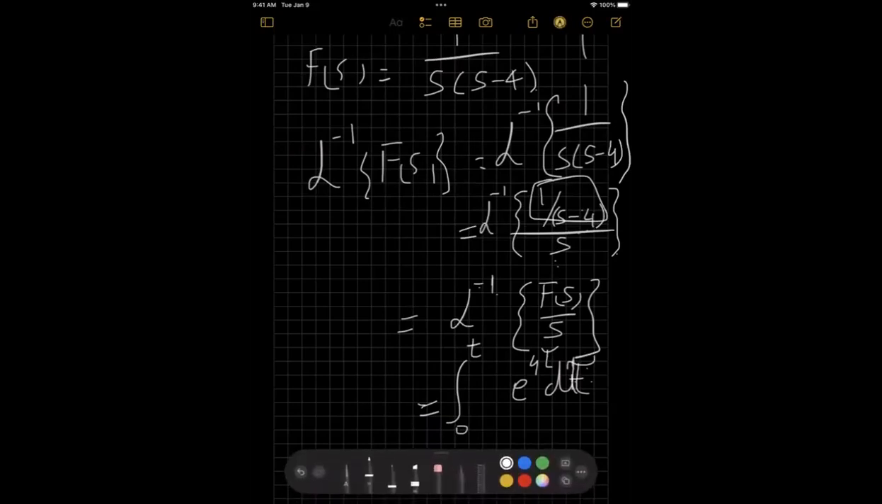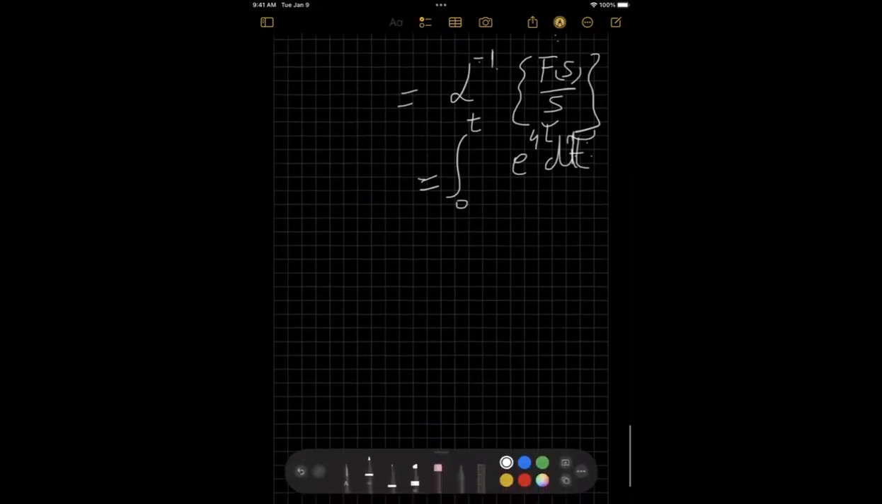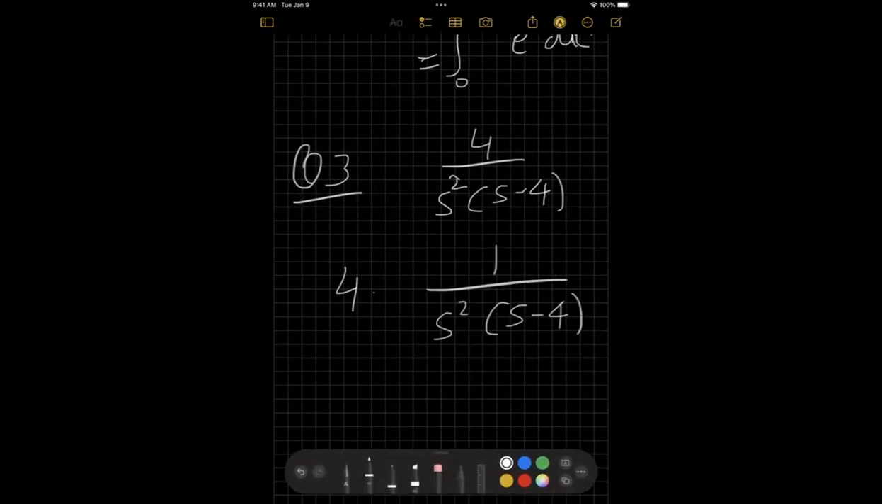Okay, so let's try it again. Fine. Question 3. We have 4 over s square into s minus 4. We will solve this question first. You have no problem with that. 4 is constant, it is out. 1 over s square into s minus 4.